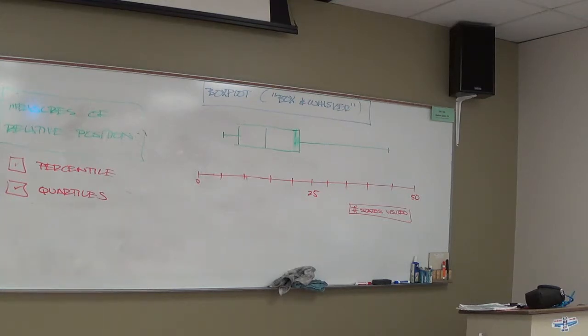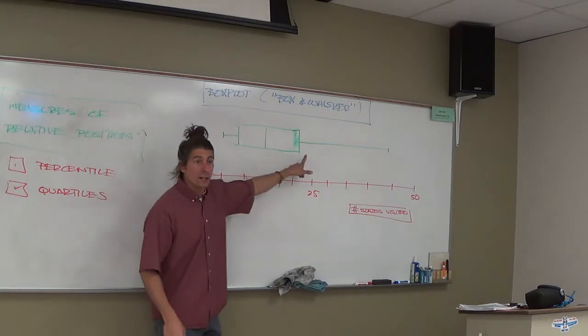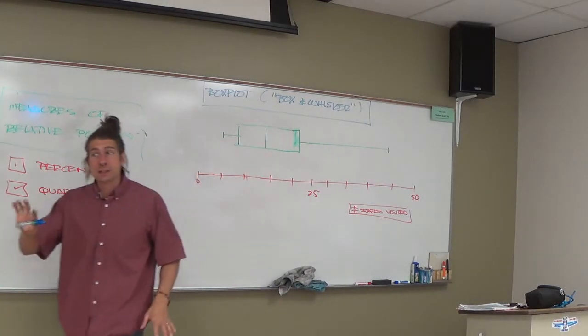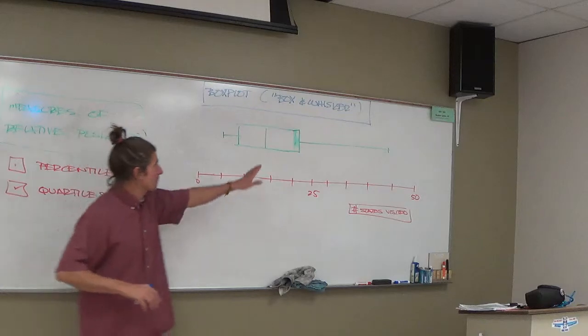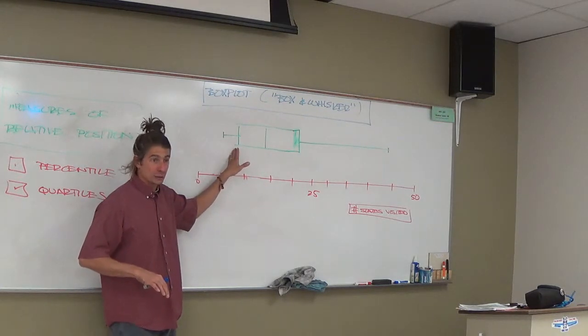You see where the median kind of sits? Between Q1 and Q3. Sometimes, and this depends on how goofy the data set is, sometimes the median can actually sit on one of the quartiles.